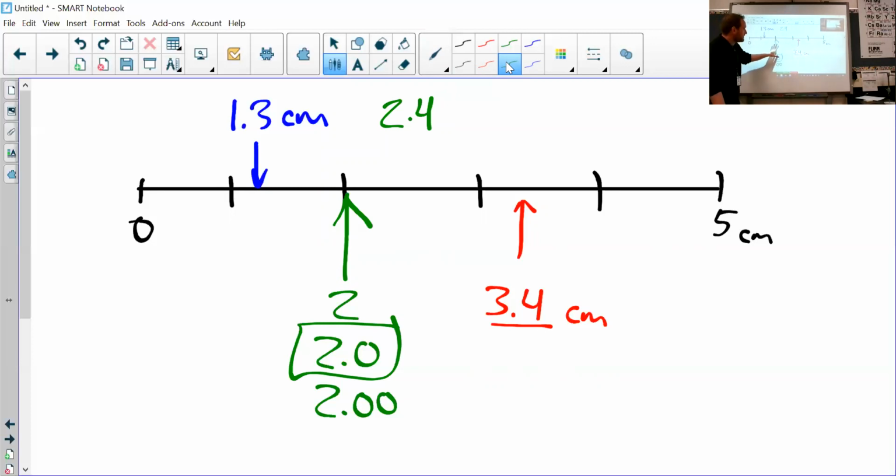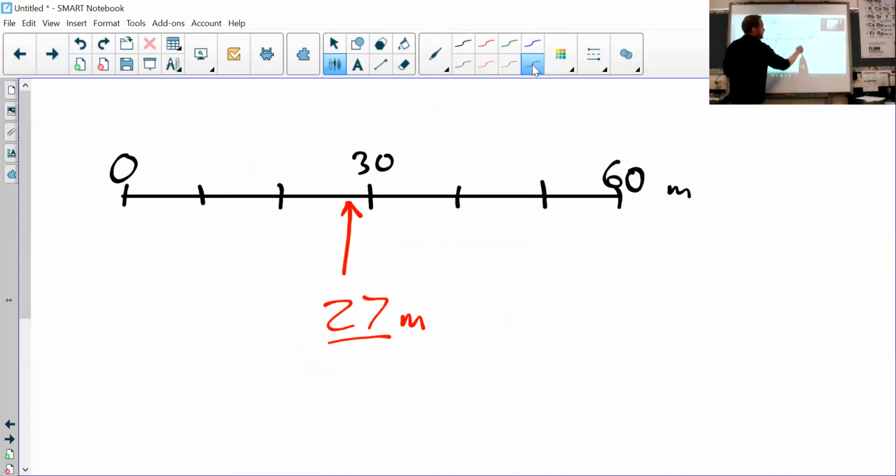Another way to look at it is to just look at the ruler and ask yourself, what will our measurement be if it's always one better? This measures to the nearest whole number, the ones place. So your estimate's going to go to the tenths place, 2.0.